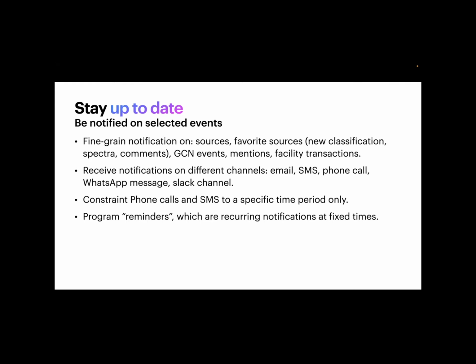And these notifications can come through different channels. So you have email, SMS, phone call, WhatsApp, and also Slack. And you can constrain some of those, especially the SMS and phone calls. I don't think everyone wants to be called during the night. So all of those can be constrained either when you are on shift or a specific time range that you specify. You can also program reminders.